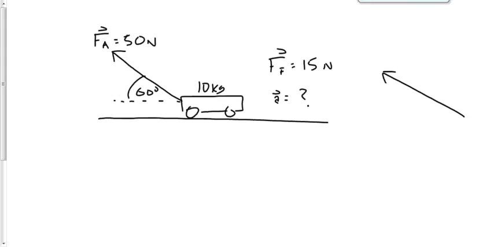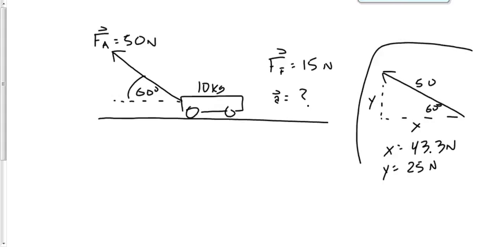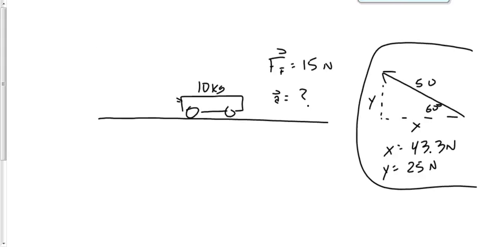We've got 50 newtons as my hypotenuse here. This is 60 degrees. This is x. This is y. We're going to say that cosine 60 degrees is equal to x over 50. X ends up being equal to 43.3 newtons. And y is the opposite side. Sine 60 degrees is equal to opposite over hypotenuse. Y ends up being equal to 25 newtons. All right, we can sub out the 50 newtons, and sub in the 43.3 and the 25 newtons.